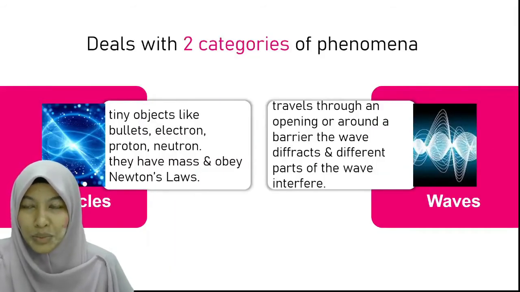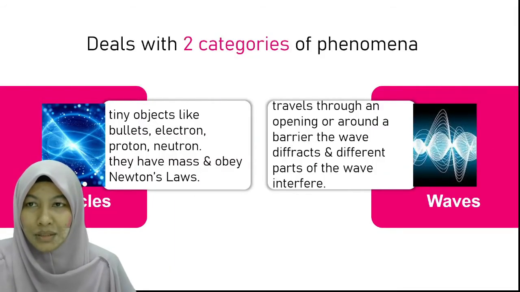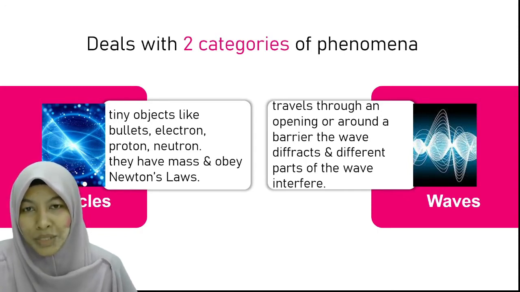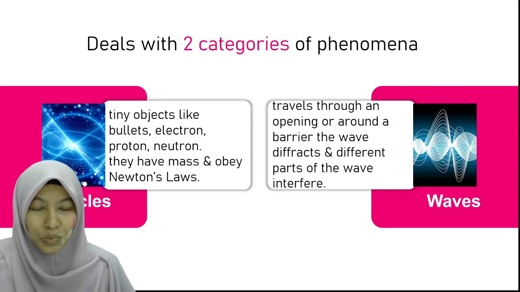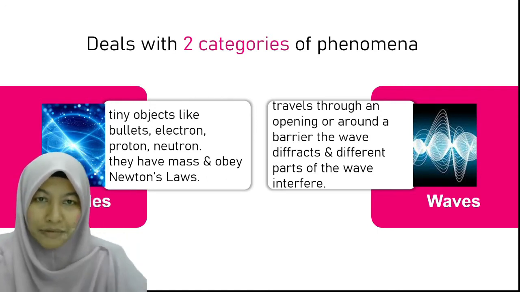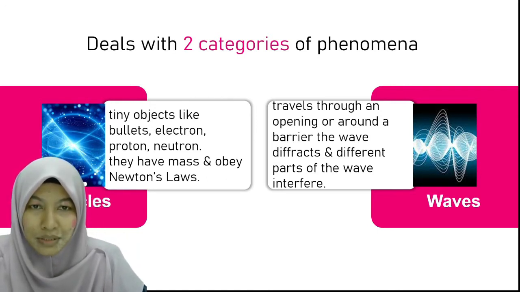So when we deal with these two phenomena, we deal with two categories of phenomena. A particle is a tiny object like a bullet, electron, proton, or neutron, and it has mass and obeys Newton's first law, second law, or third law. And then a wave travels through an opening or around a barrier. That wave diffracts and different parts of the wave interfere.